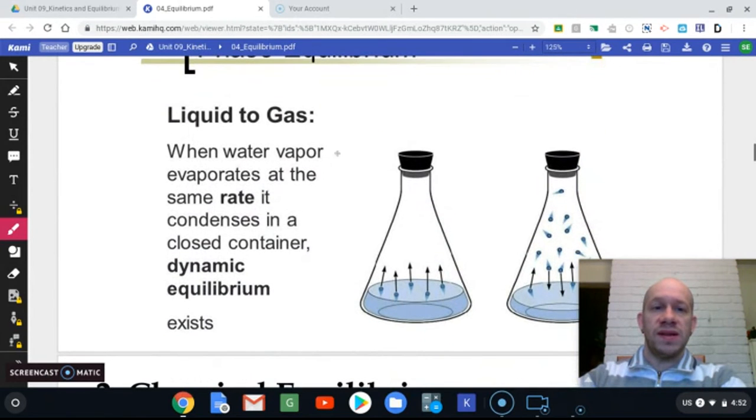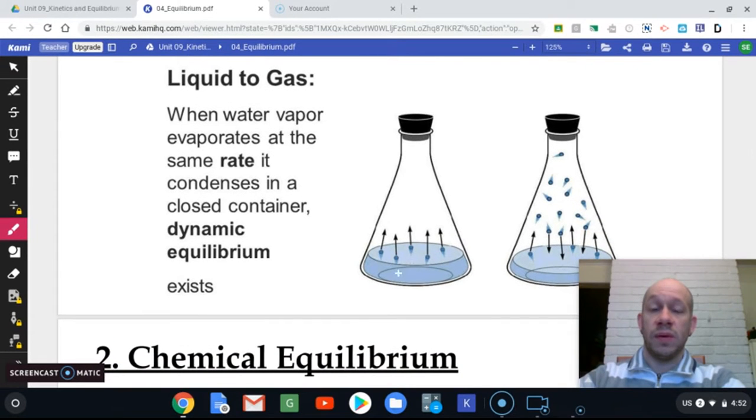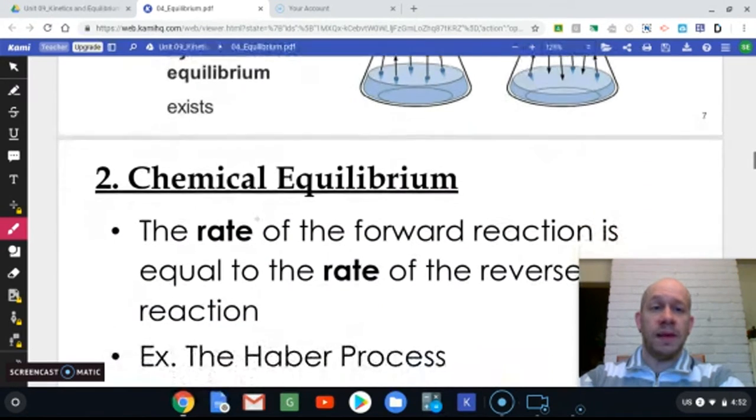We demonstrate this with a liquid to a gas, which is the easiest to visualize and represent. When the water vapor evaporates at the same rate it condenses in a closed container, we have a dynamic equilibrium existing. To begin with, we have all evaporation. However, once we have reached our vapor pressure, we have filled this with as much gas as possible. We will now have an equal rate where the gas and the liquid are vaporizing and condensing dynamically.